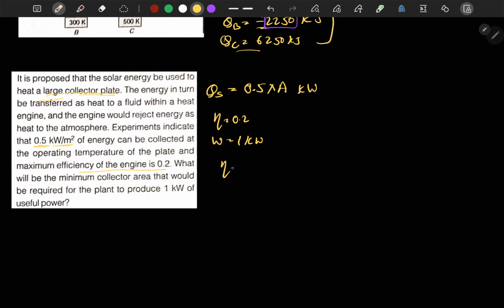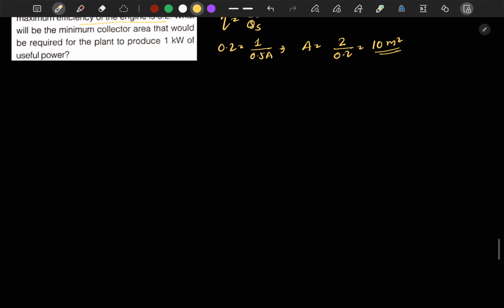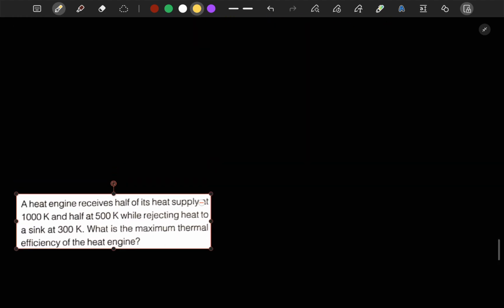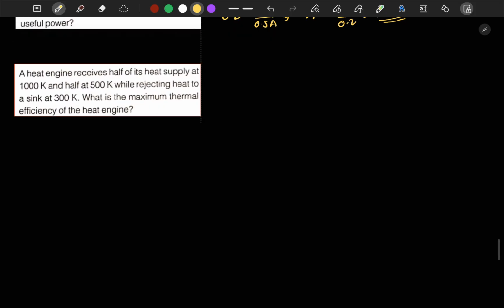So we can directly apply thermal efficiency is equal to work done upon heat supplied. From here we get efficiency 0.2 is equal to work done, that is 1, upon heat supplied, 0.5 into A. From here we can get A is equal to 1 upon (0.2 times 0.5), which is 10 meter square. So this 10 meter square of collector area is the minimum required to meet the required power of 1 kilowatt. Now moving to the next question.